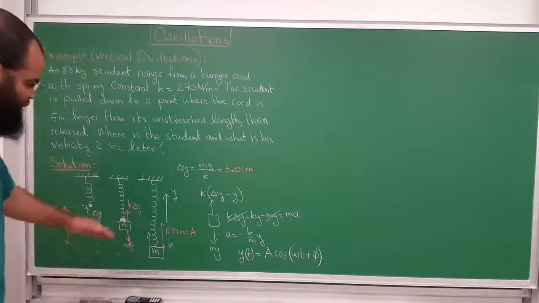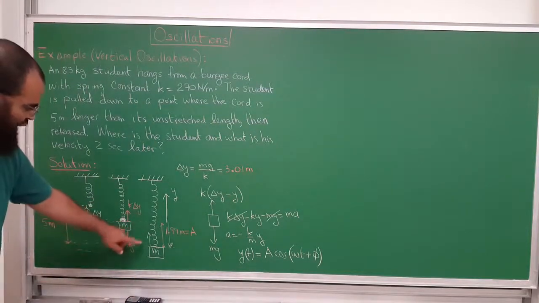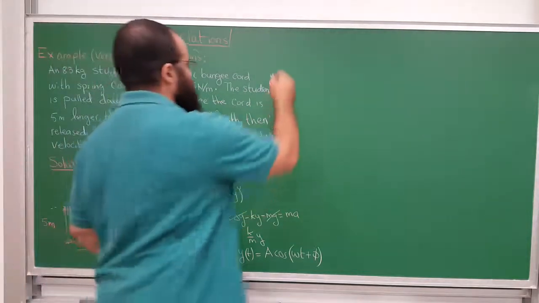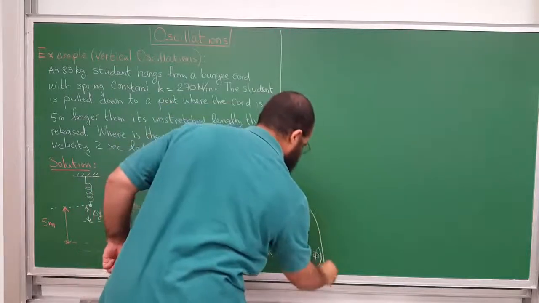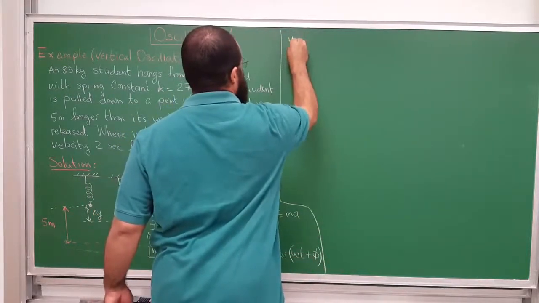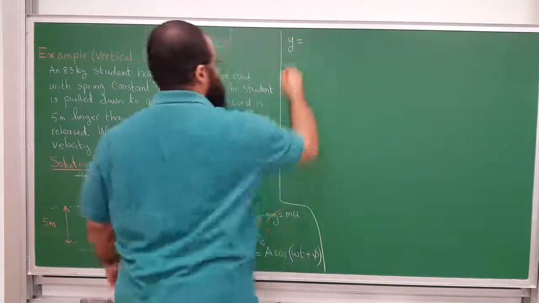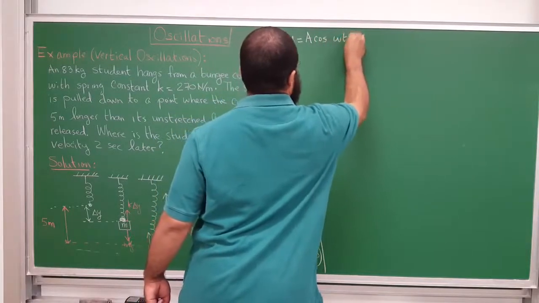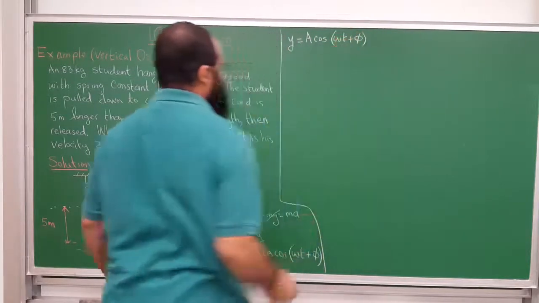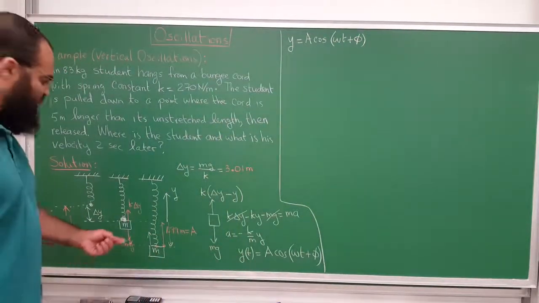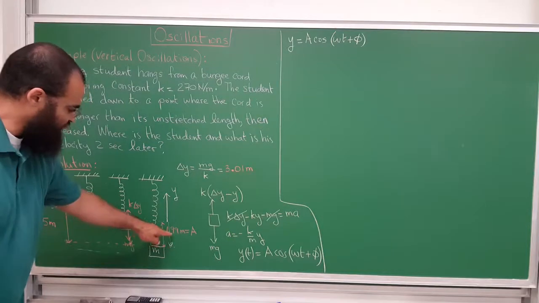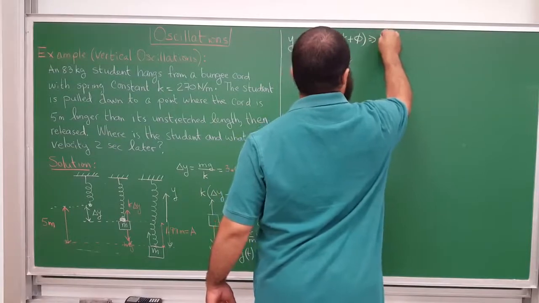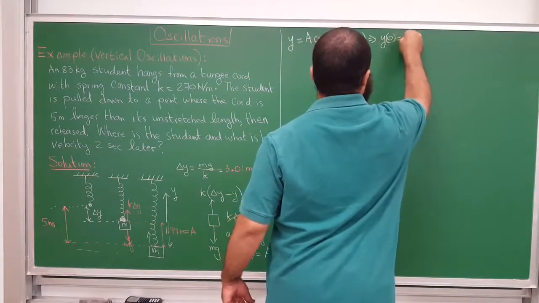Since y here would be the amplitude, the initial amplitude, let me write it here. Just to be clear on everything, y of t would be the amplitude times the cosine of omega t plus phi. At t equal to 0, y is equal to negative the amplitude, which is 1.99. So at t equal to 0, y at 0 is equal to negative the amplitude.